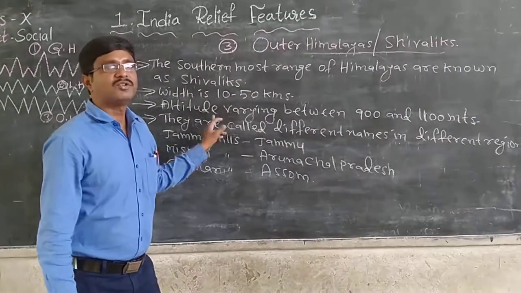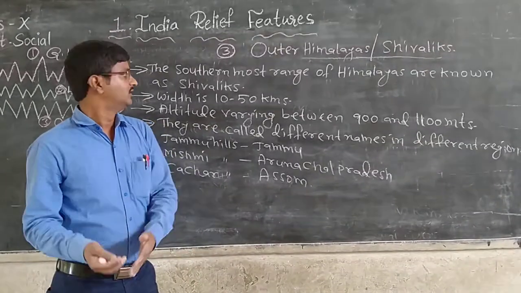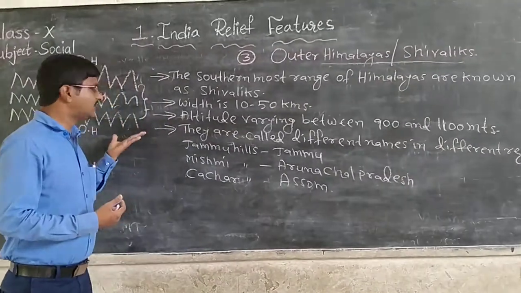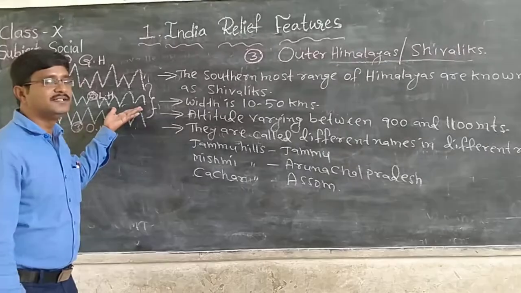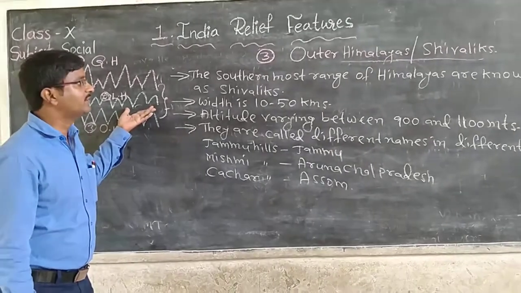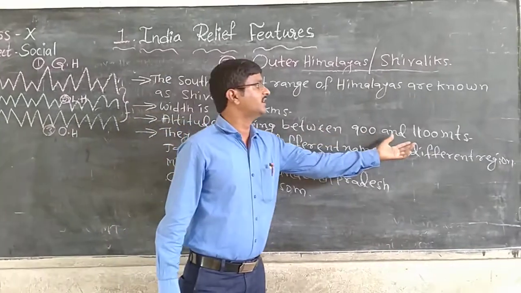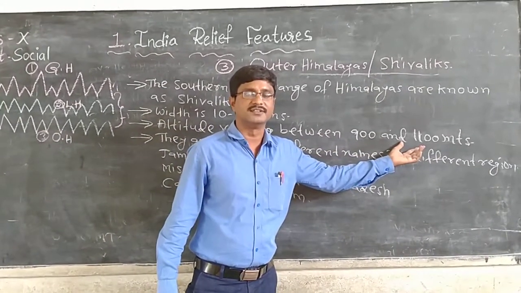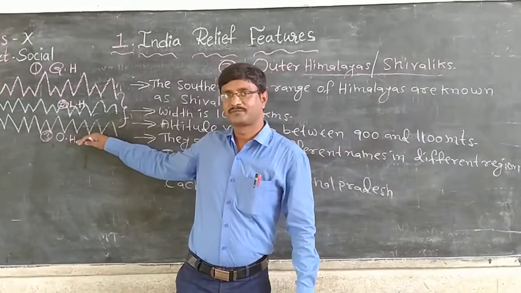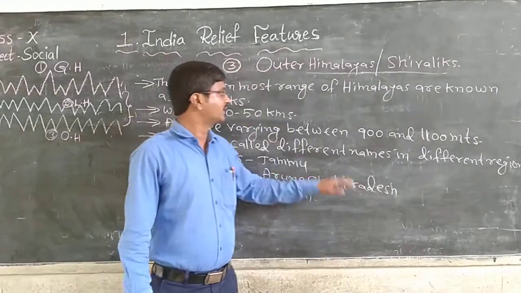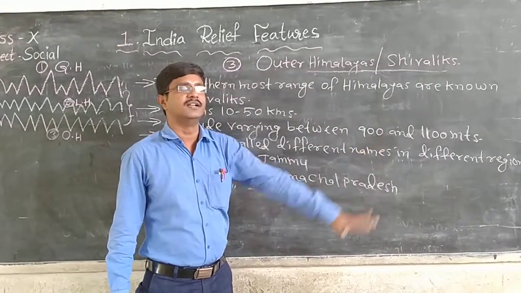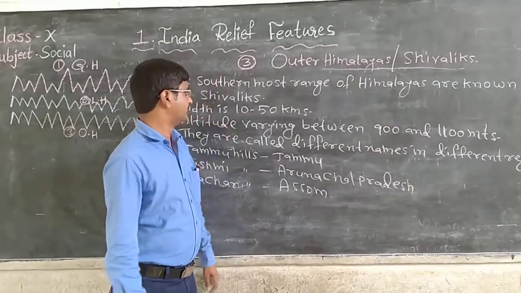And what about altitude? Height. Just now we have learned the altitude. The height is below 3,700 meters. So here altitude is different, between 900 and 1100 meters. It means in this region the mountains are located between 900 and 1100 meters only.